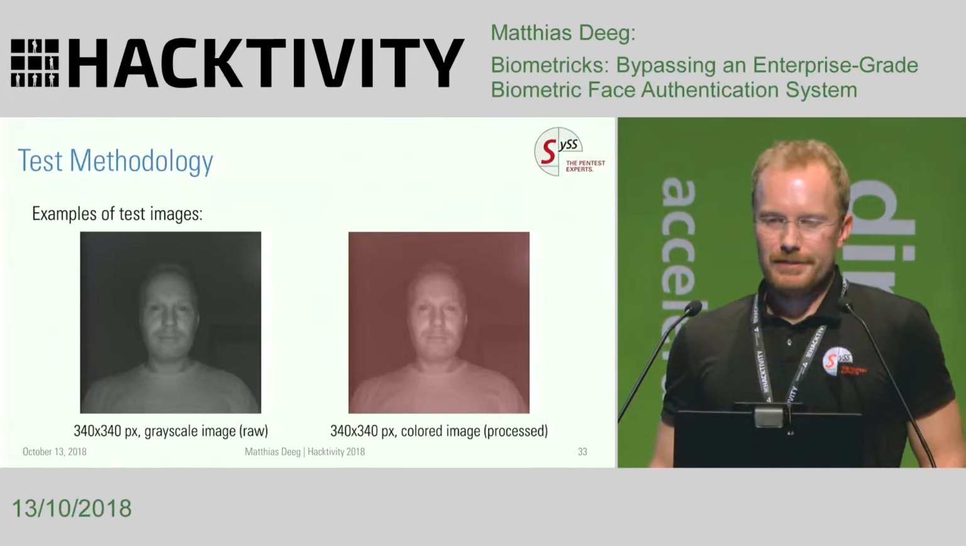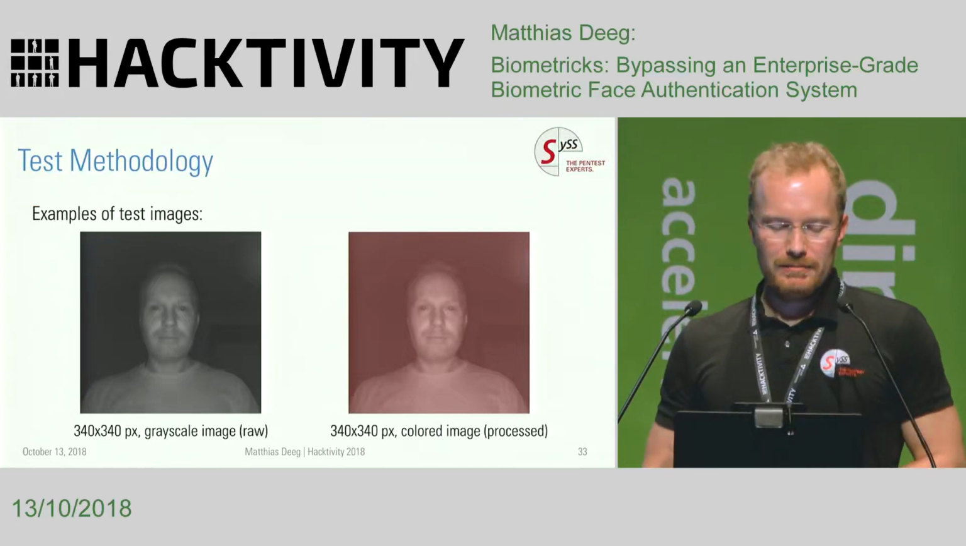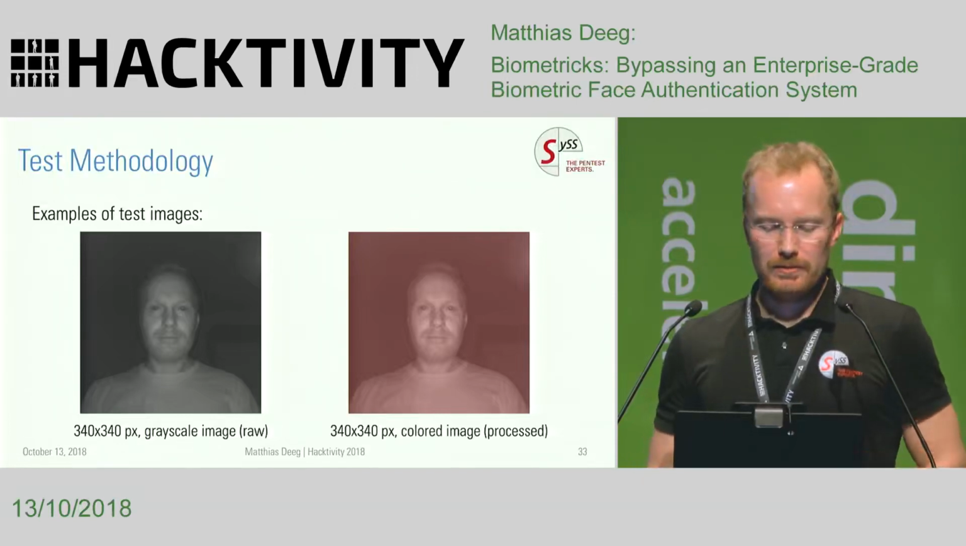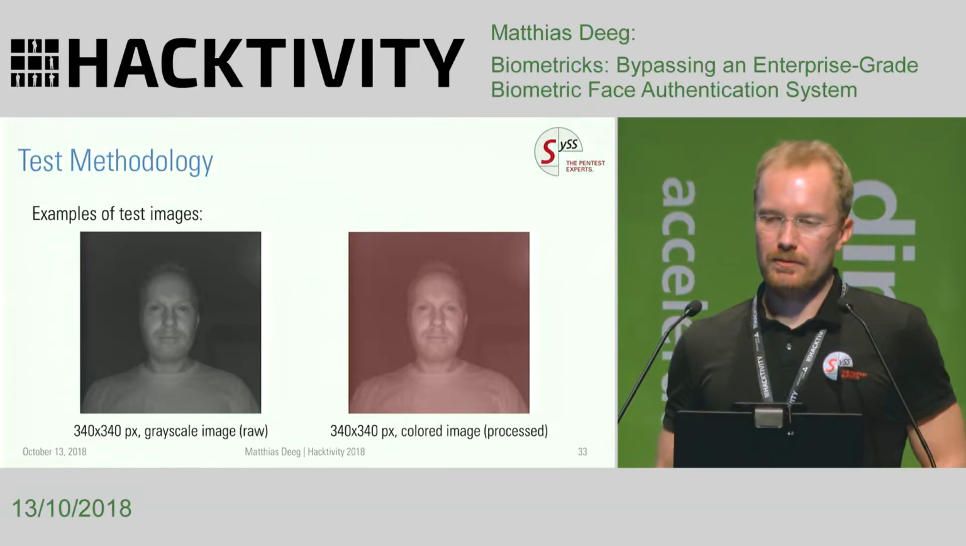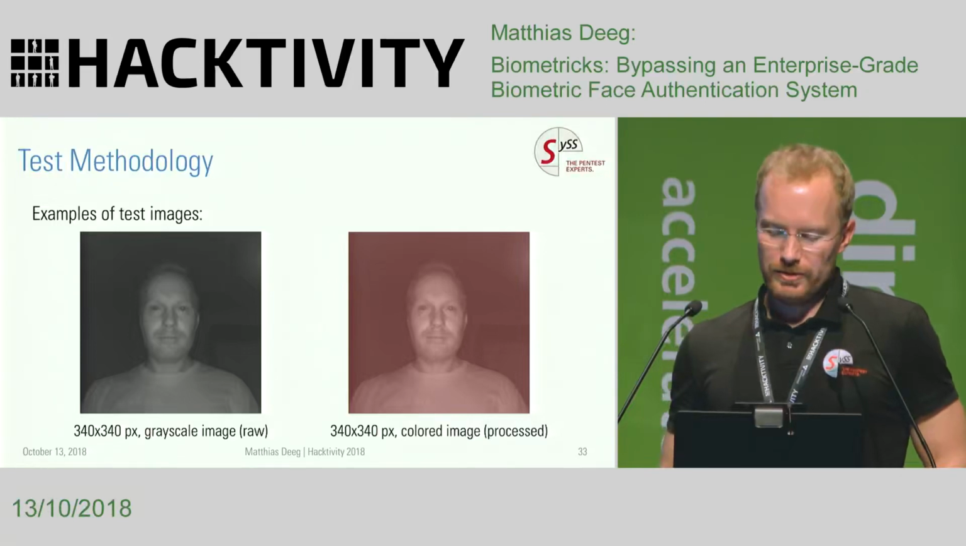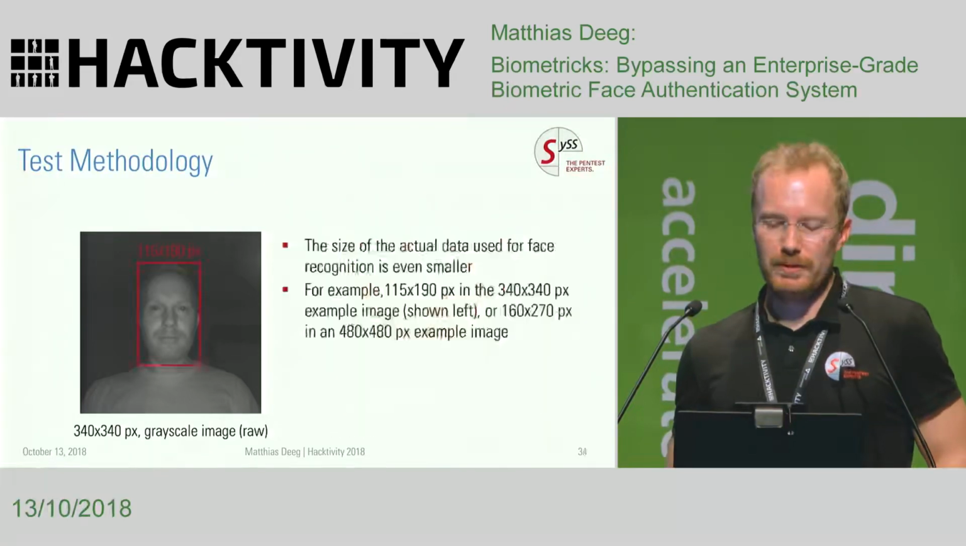What you can see here are original test images. On the left side, there is the raw image taken from the cheap camera, so it has a lower resolution, and what you can see on the right-hand side is a 340 by 340 colored picture, and the color is important when dealing with the enhanced anti-spoofing, as we will see later.